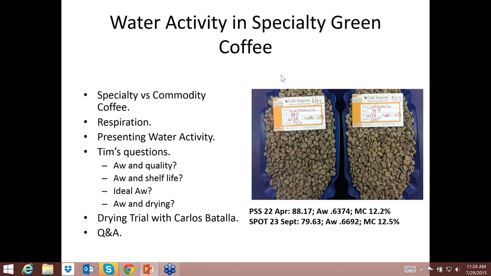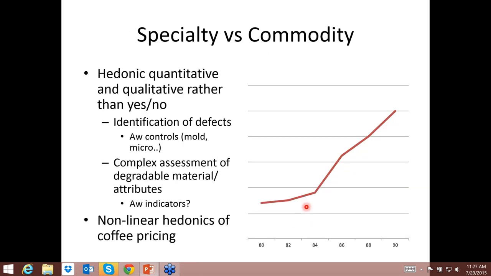So specialty versus commodity. One of the key differences that Wendy alluded to is that in specialty, we're really using a hedonic quantitative and qualitative assessment rather than just a simple yes, no. That is, we're looking at flavor attributes. We're looking at do we like it type quality questions, not just is it above grade, is it below grade. Let me get my pointer out here for you.